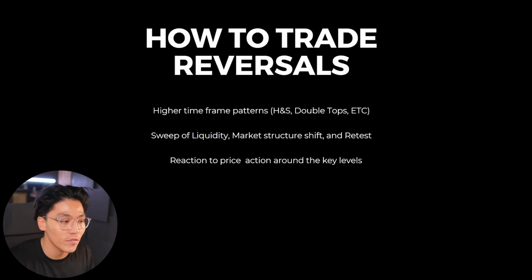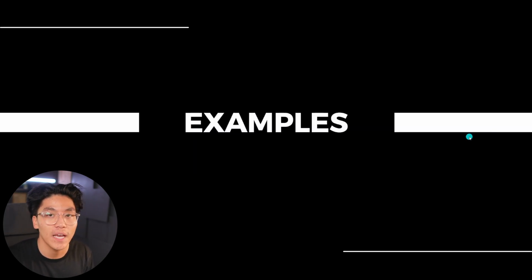What I also like to look for when trading reversals is sweeps of liquidity, market structure shifts and retests. And I also mentioned that when trading reversals, we have to react to price action around the key levels. This is one of the most important facts. If price is indicating weakness on the higher timeframes around key levels, that's most likely going to indicate that on the lower timeframes we're going to have a break of structure and we're going to reverse. So reacting to price action around these key levels is one of the most important factors when it comes to trading. Now, let's go into the examples that I have for us today.